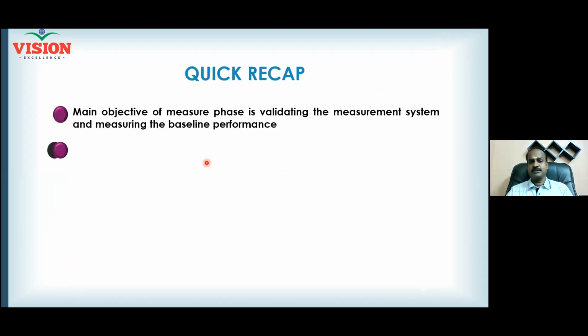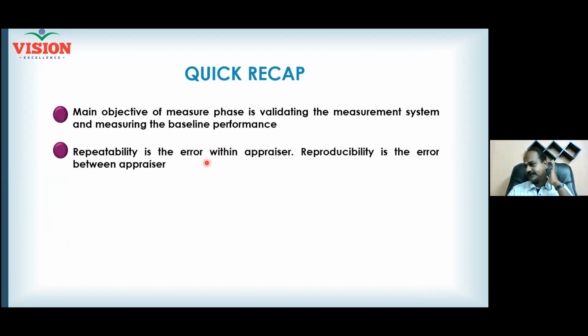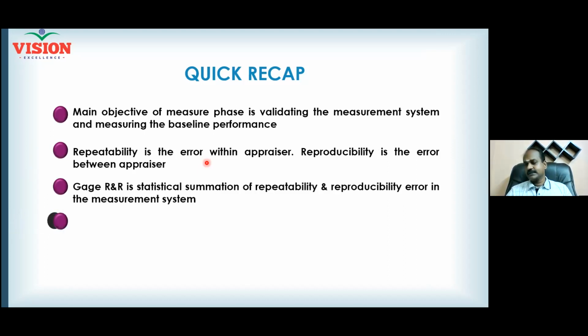So the main objective of the measure phase is validating the measurement system and then measuring the baseline performance. Repeatability is the error within appraiser, and reproducibility is the error between appraisers. Gauge R&R is a statistical summation of repeatability and reproducibility error in the measurement system. And gauge R&R should be less than 10% of the interest zone. What do I mean by interest zone?